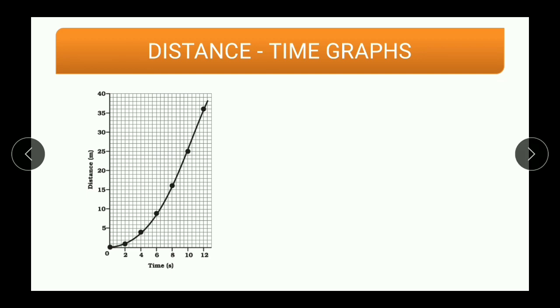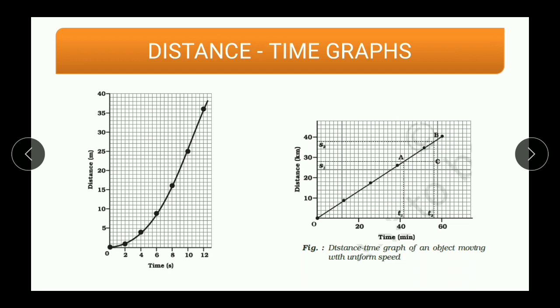Let me show you the earlier case. This is the earlier case. Here it was a straight line, whereas here it is a curved line. So this is a uniform motion, whereas this one is a non-uniform motion.